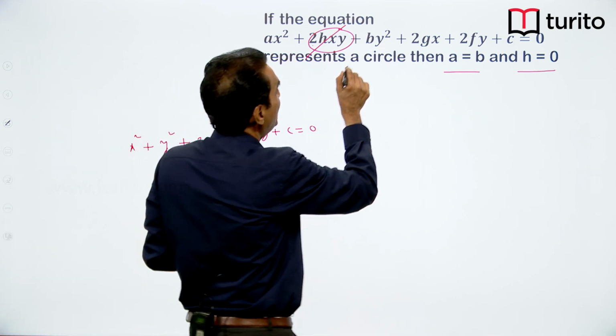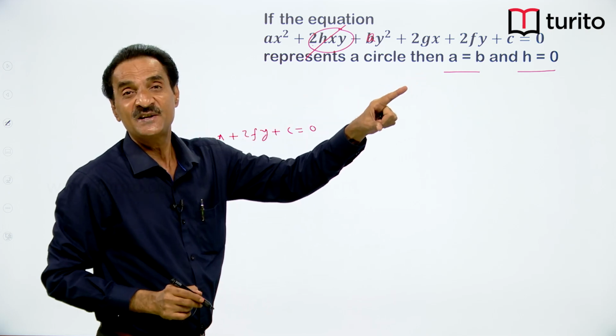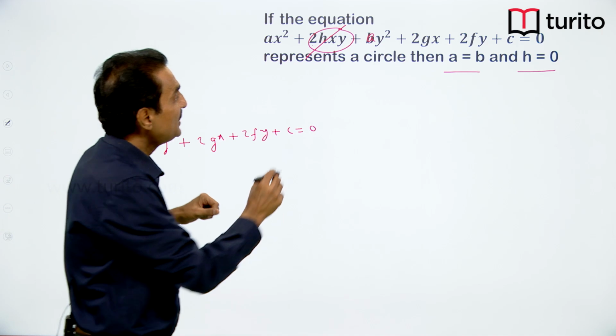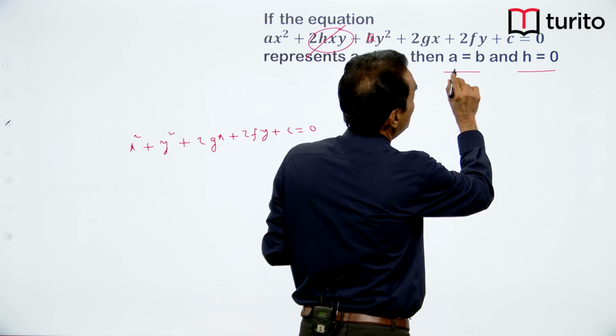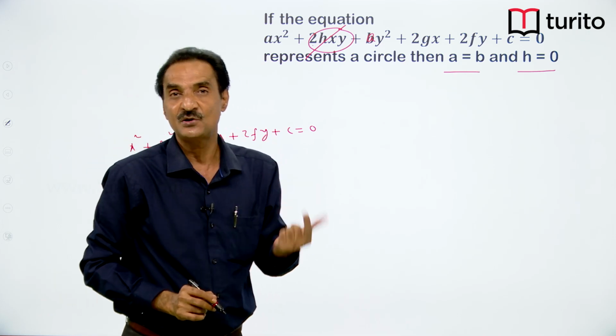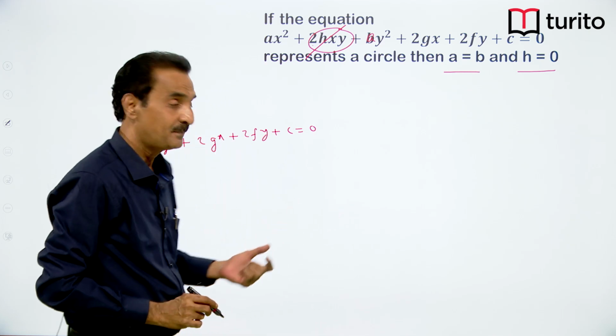If a is equal to b, then if you replace b by a, then you can divide both sides by a and get the equation in this form. So, this is very important to remember that the conditions are a is equal to b, coefficient of x square is equal to coefficient of y square, and the coefficient of xy is 0.